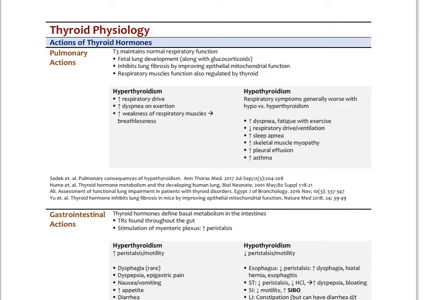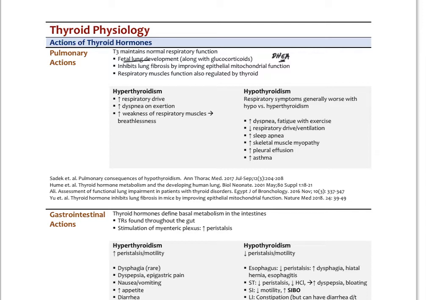The remainder of the thyroid effects here are pretty straightforward. So on the lungs, T3 maintains normal respiratory function. It is important for fetal lung development. We might expect that based on just the fact that thyroid seems to assist the whole pulmonary function. There are also glucocorticoids, again, cortisol and DHEA, which are very important for lung development. And so both thyroid and DHEA are often hormones I'm looking at in patients with chronic pulmonary diseases like chronic bronchitis, emphysema, but especially idiopathic pulmonary fibrosis. Those would be things to consider.